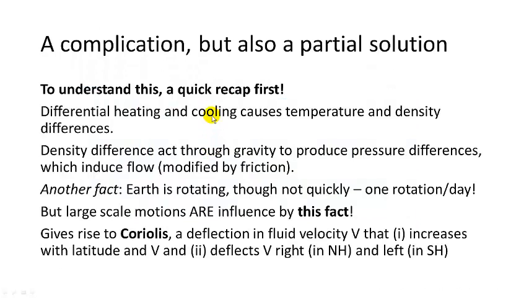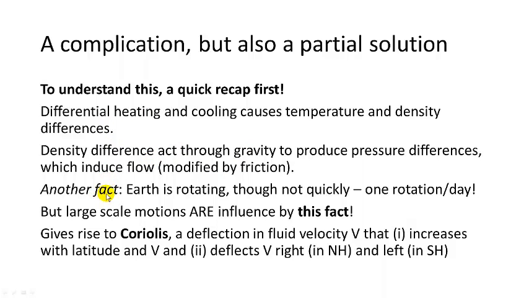To understand that, we have to understand a little bit of a complication first, but it's leading to a partial solution of this two-layer ocean. So let's quickly recap what we've learned so far. Differential heating and cooling causes temperature and density differences, as we've discussed. These density differences act through gravity to produce pressure differences, which tend to induce flow. The flow itself is modified by friction, and since this ongoing process of day and night, of areas with land and areas with water, of seasons, is continually taking place, there's a tremendous complexity taking place here.